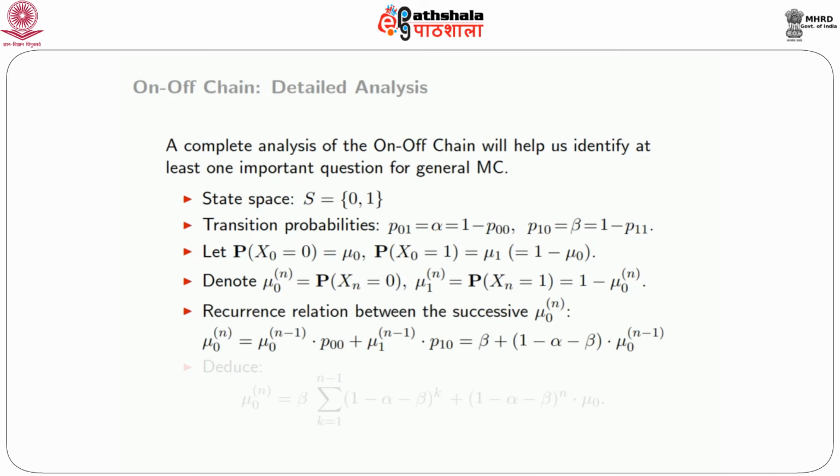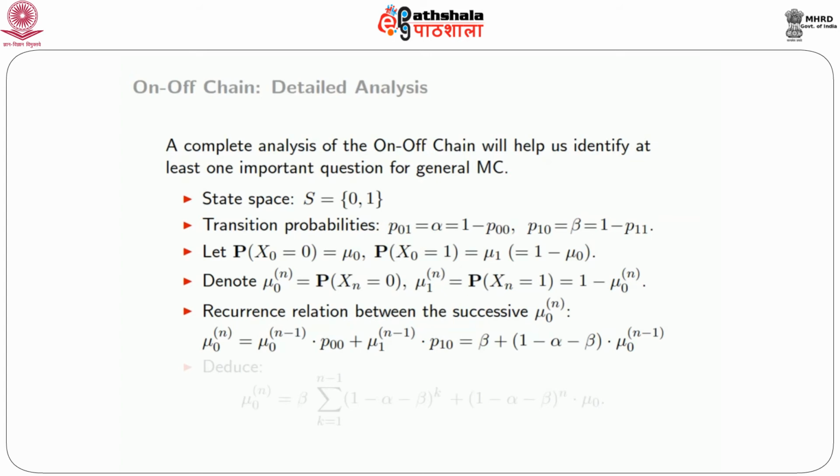Then there is an easy recurrence relation between the successive mu0n's. Why is that so? That is because mu0n is mu0n minus 1 into p00 plus mu1n minus 1 into p10. This you get easily by conditioning on Xn minus 1 being 0 or 1. So it's basically an application of the theorem of total probability. But then, using the fact that mu1 n minus 1 is 1 minus mu0 n minus 1, you can write the right hand side completely in terms of mu0 n minus 1.